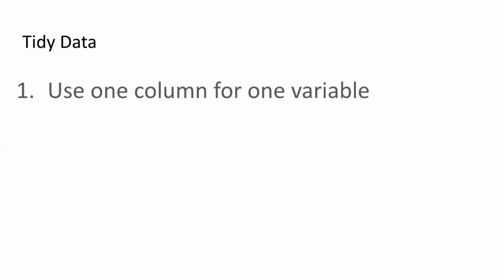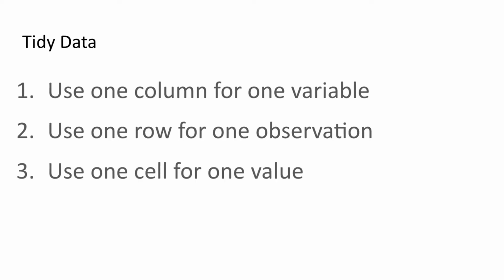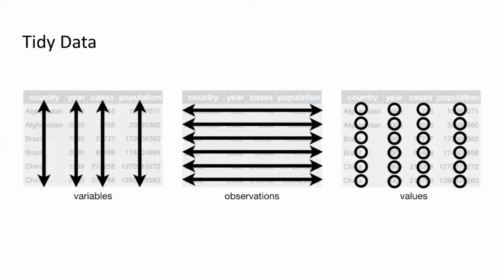So each variable forms a column. Use one column for one variable. Each observation forms a row, so one row for one observation. And each type of observational unit forms a table with one value per cell. So one cell for one value. So here's what that looks like with each variable in its own column, each observation in its own row, and each value in its own cell.